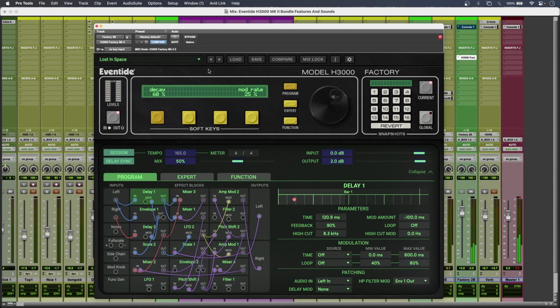So 18 blocks there of anything you need, such as delays, amp modulators, envelope followers, pitch shifters, filters, and more.